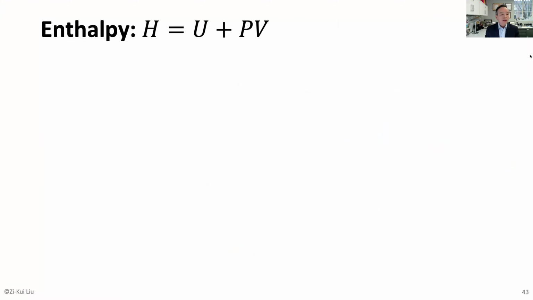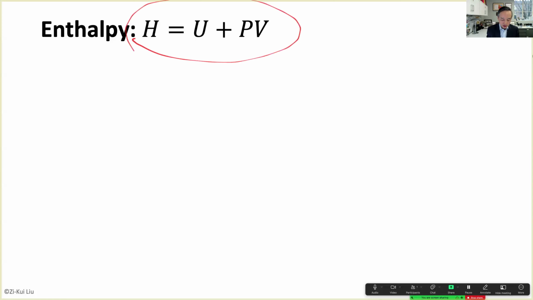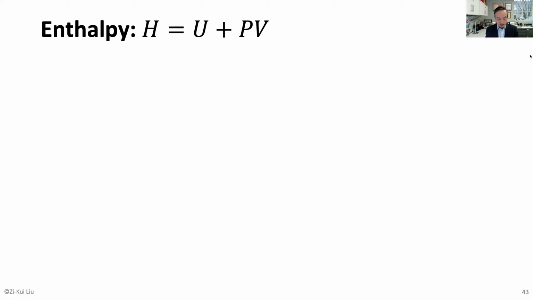So first, we switch to P and V, because this relates to the heat. So we define this new quantity called enthalpy. It's U plus PV. Then from the mathematical operation, we know dH would be dU plus PdV plus VdP, because P and V are both variables.